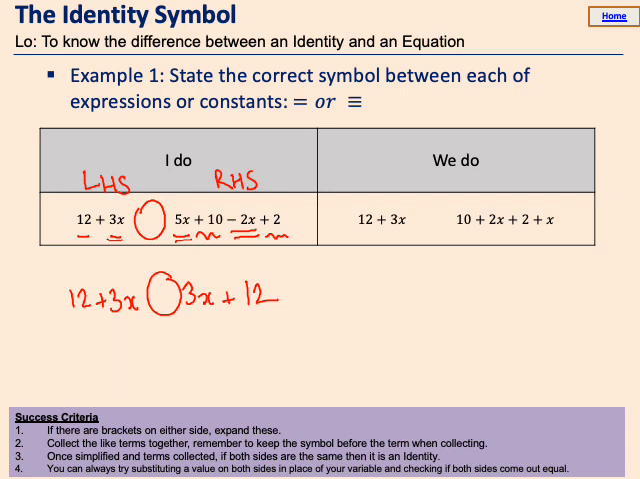Now, if we look at our left-hand side, 12 plus 3x, it's the exact same as our right-hand side. It's just the order of our terms has been changed. So no matter what value of x we put in there, it's always going to be the same. So that is an identity. If you can now pause the video and give yourselves 1 minute to decide which is more appropriate now to go in this place.